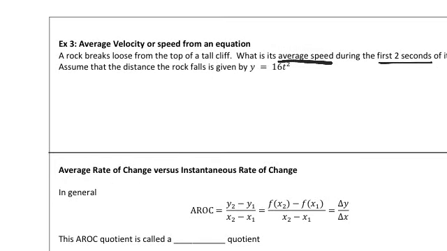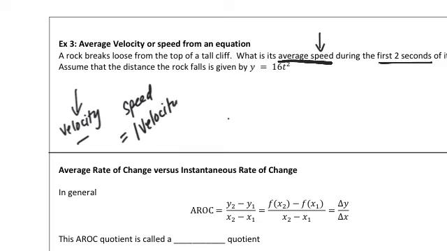So if we're looking for average speed, then what we need is a rise over run calculation. In this case, the question said speed. The rock is moving downwards, right? So the velocity would be negative, right? The speed is just always positive, right? So speed is really the absolute value of the velocity. Speed is always going to be a positive number, right? So in this case, we know that the velocity would be a negative number, but the question said average speed, so we're just going to take the absolute value of our velocity.